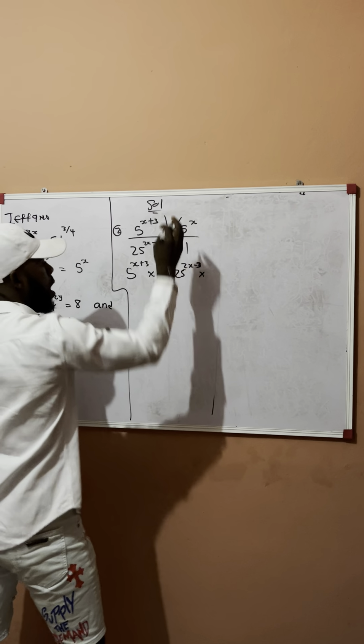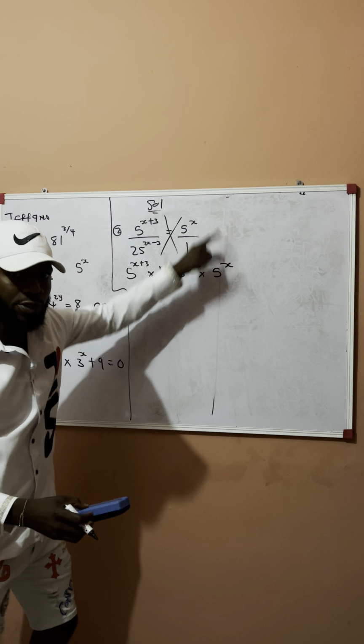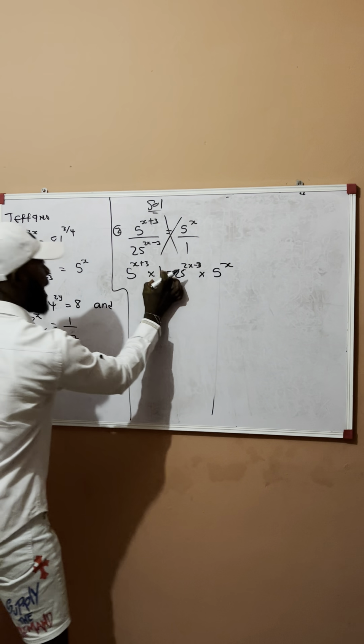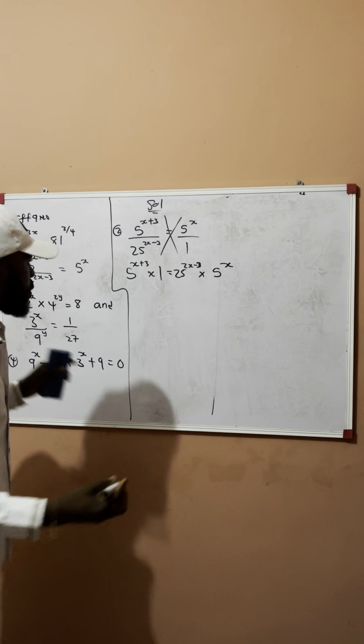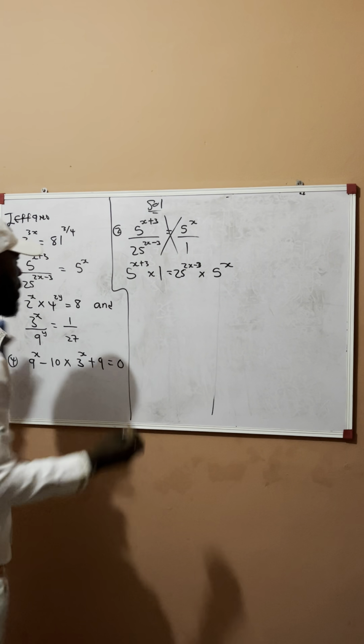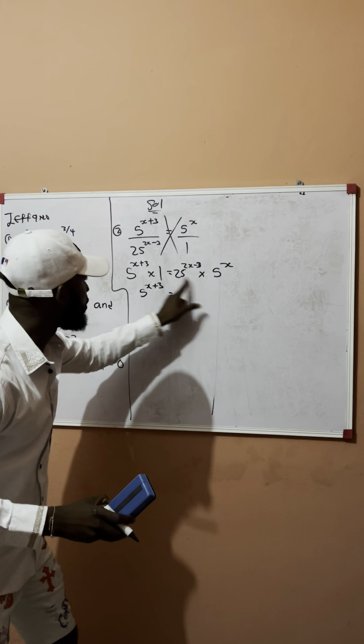Now I have cross multiplied. The numerator multiplies the denominator, the denominator multiplies the numerator. Now we all know that anything times 1 will give it back. So 5 raised to the power of x plus 3 times 1 will still give me 5 raised to the power of x plus 3. Now, equal to. Now, I cannot multiply 25 and 5.